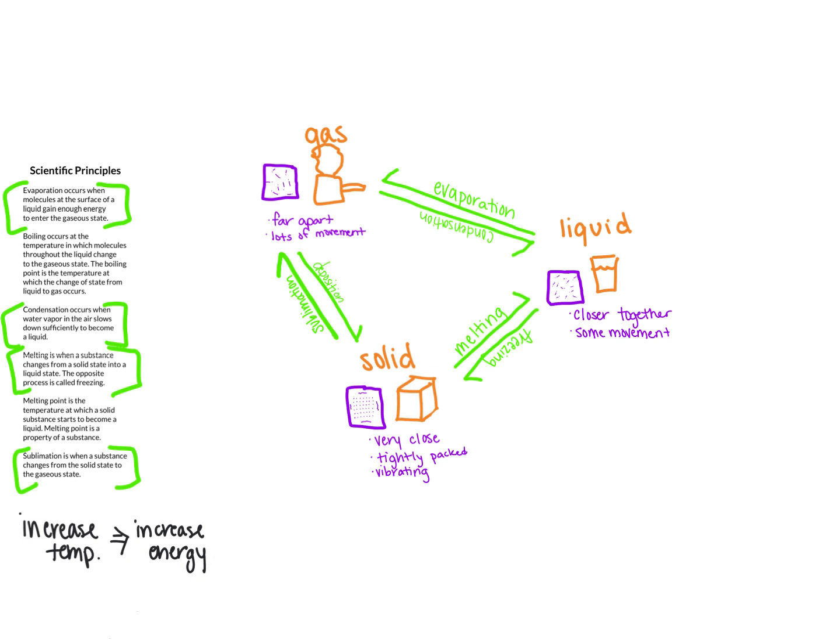All right, we have 2 more things to add to get to cover all of these scientific principles. One of them, well, I guess 2 of them are different points. One of them is called boiling point. And we know that boiling point, from our experience, happens as we increase temperature and increase the energy in a liquid to get to a gas.